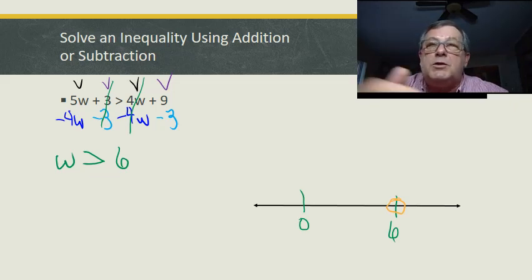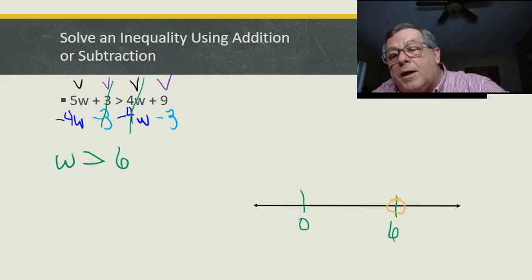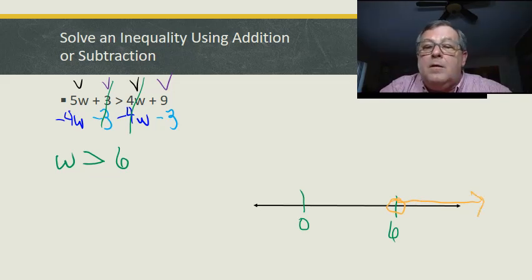And then the second thing is, which way am I going to extend my solution set on this number line? We're greater than 6, so I'm going to be going out here to the right of my open dot. And there I've graphed on the number line, w is greater than 6. We solved an inequality using addition or subtraction. In this case, we used subtraction. Not too bad.